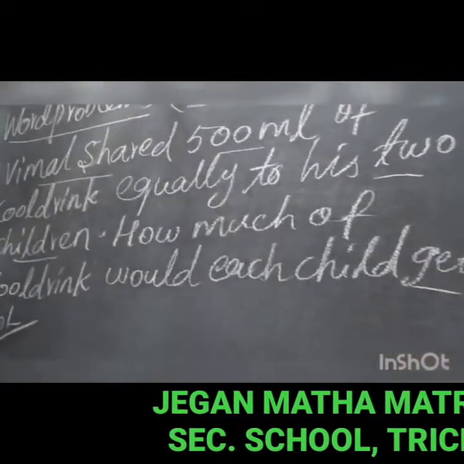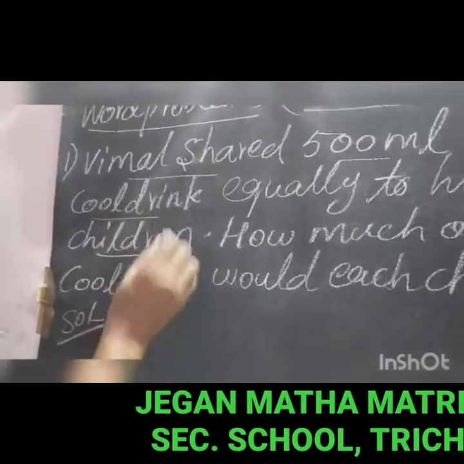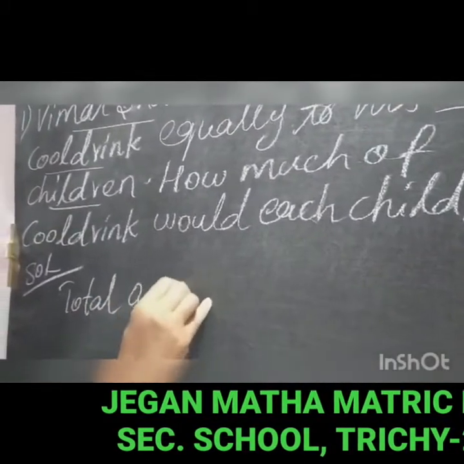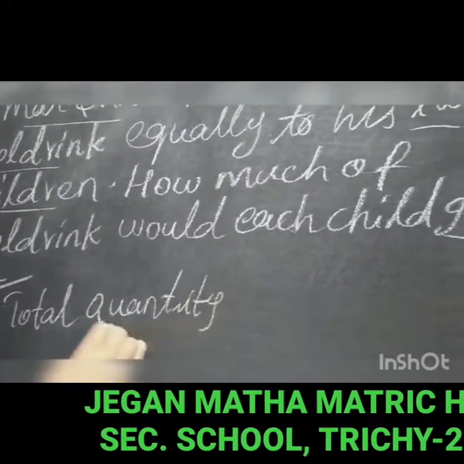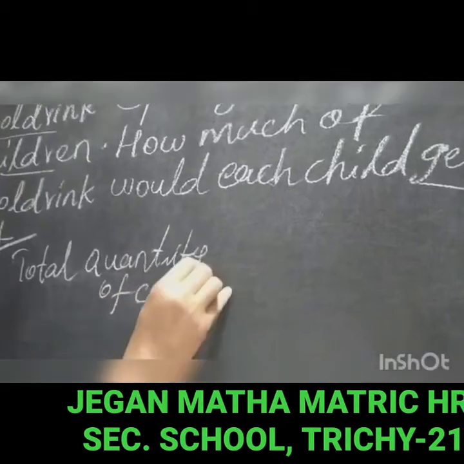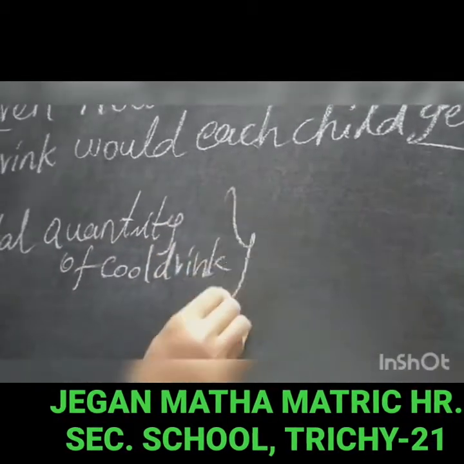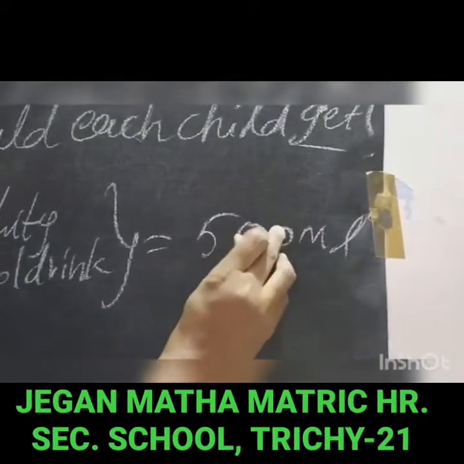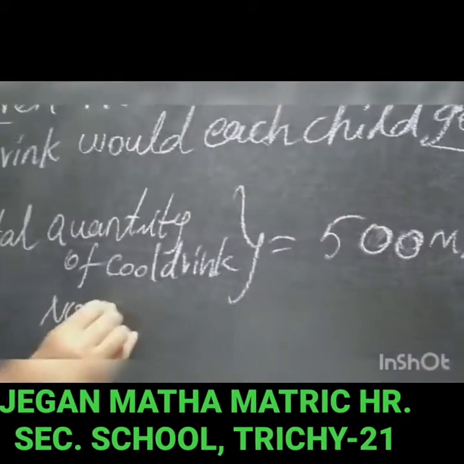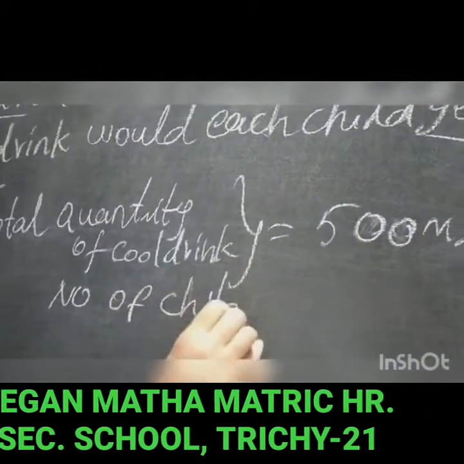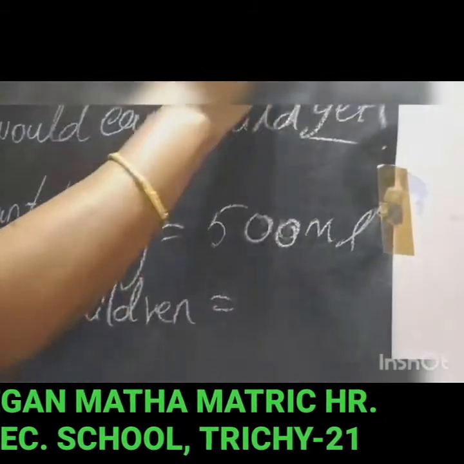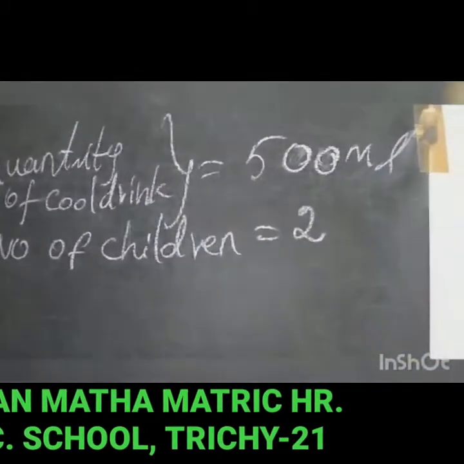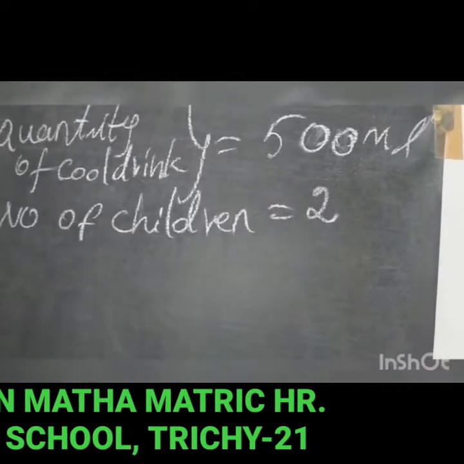So the total quantity of cold drinks, that is given in the sum. How much? 500 milliliter only. Number of children is given, his two children, so number of children 2. So you have to find out the quantity of cold drinks that each child gets.